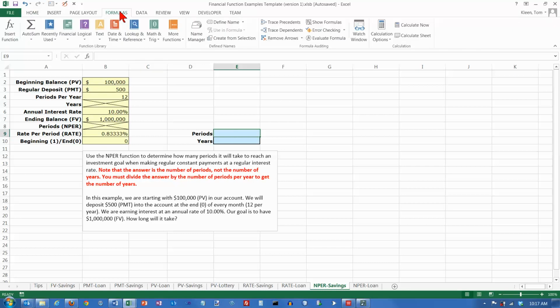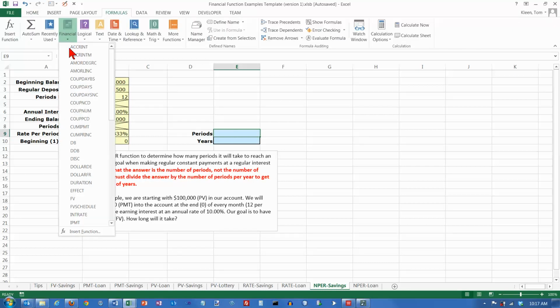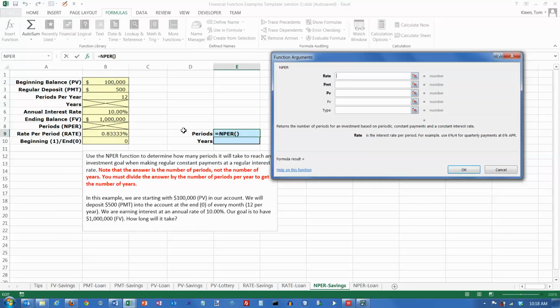It's on the Formulas tab in the Financial group. And we need to scroll down to NPER, and there we are. And the rate, remember, is the rate per period. Payment is always negative, so put a minus sign in front of that.